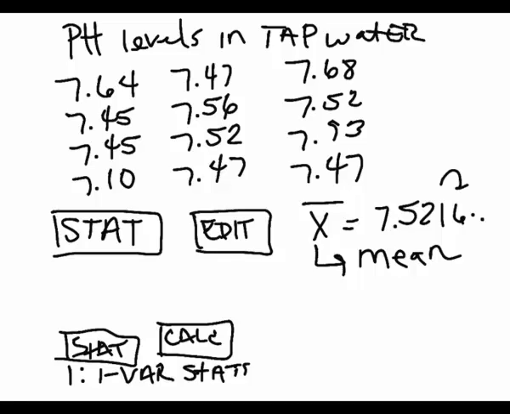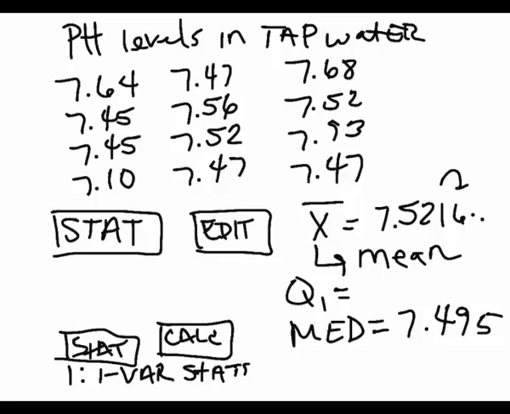Then it asks, okay, what's the median? I want you to hit the down arrow. There's a lot of data there, so just keep hitting down, and right after Q1 you'll see MED. MED stands for median, so it found the median for you. It was 7.495.